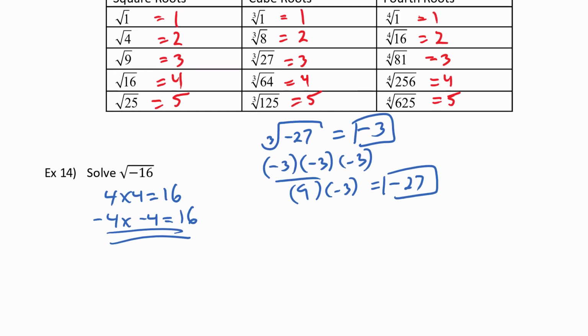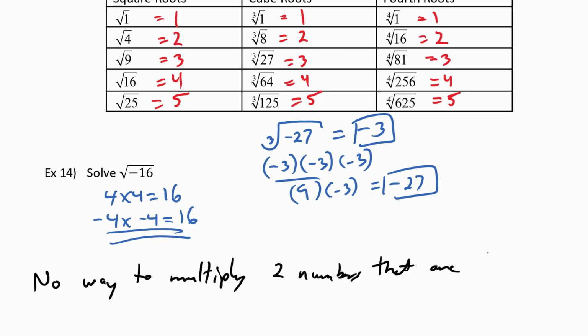Let me write that down. There is no way to multiply two numbers that are the same to get a negative number. Can't do it. Two positives are positive, two negatives are positive.